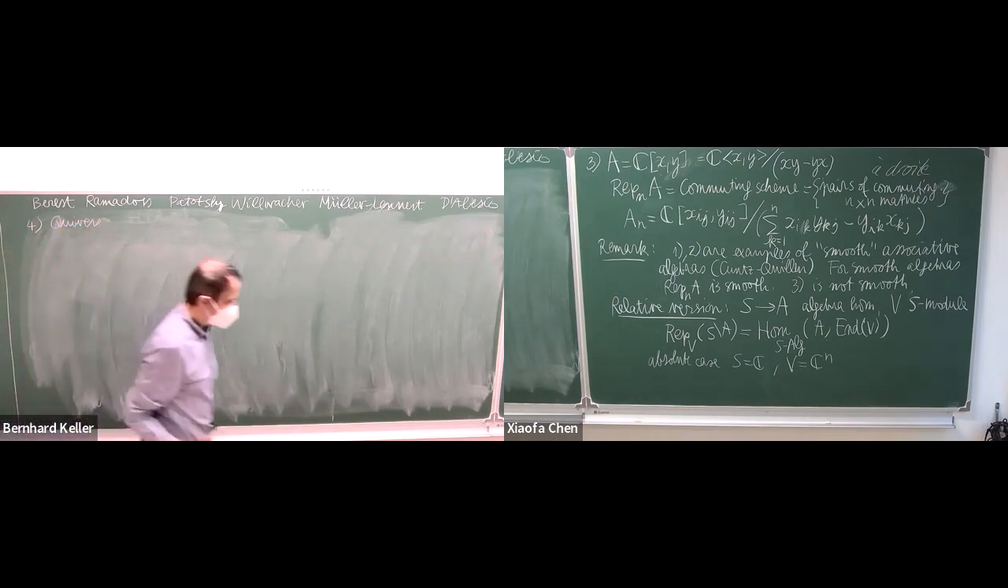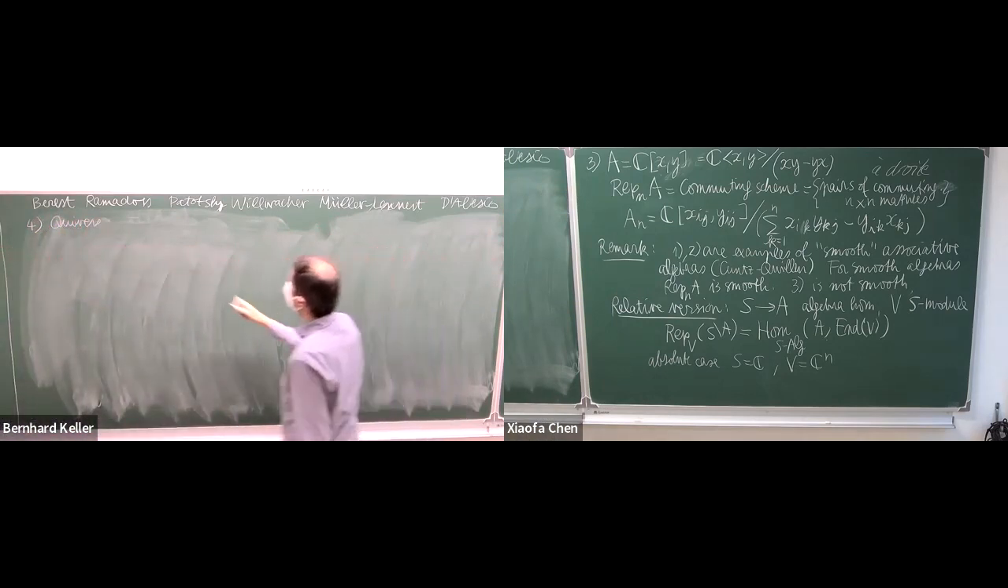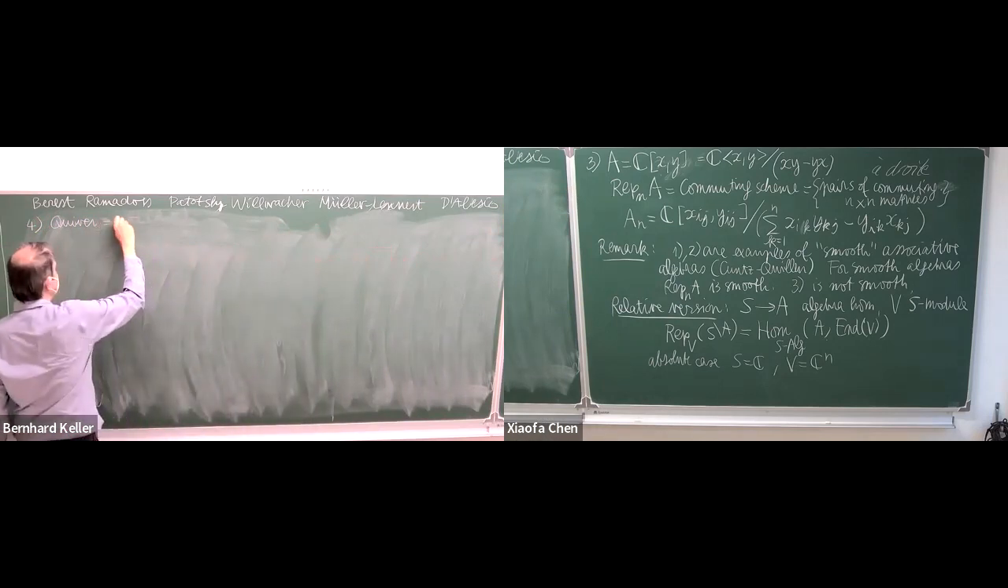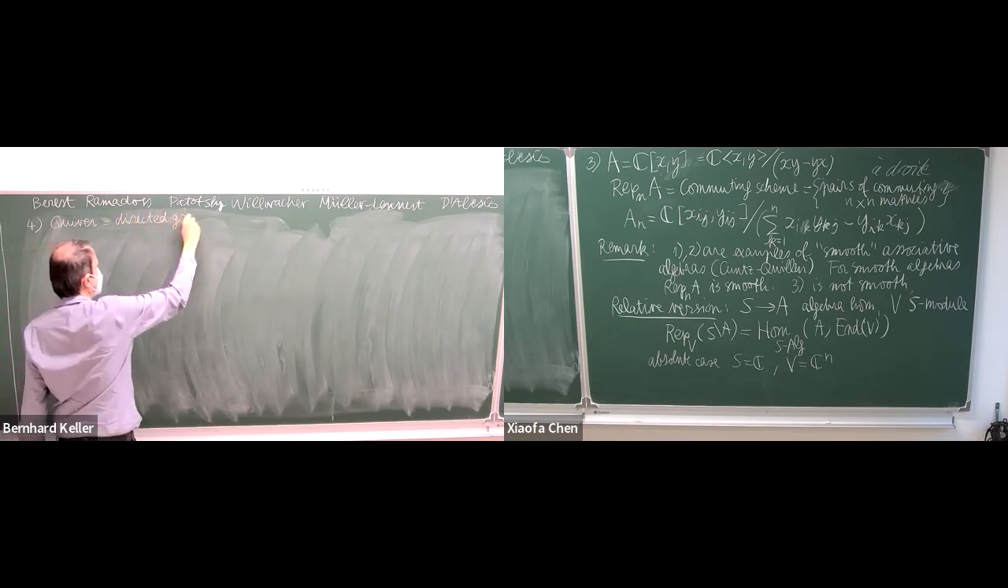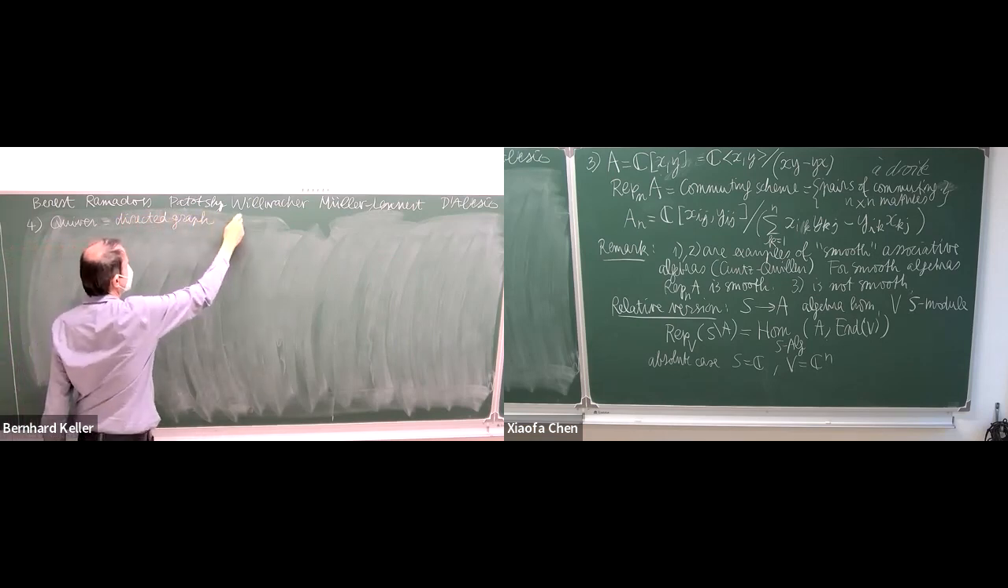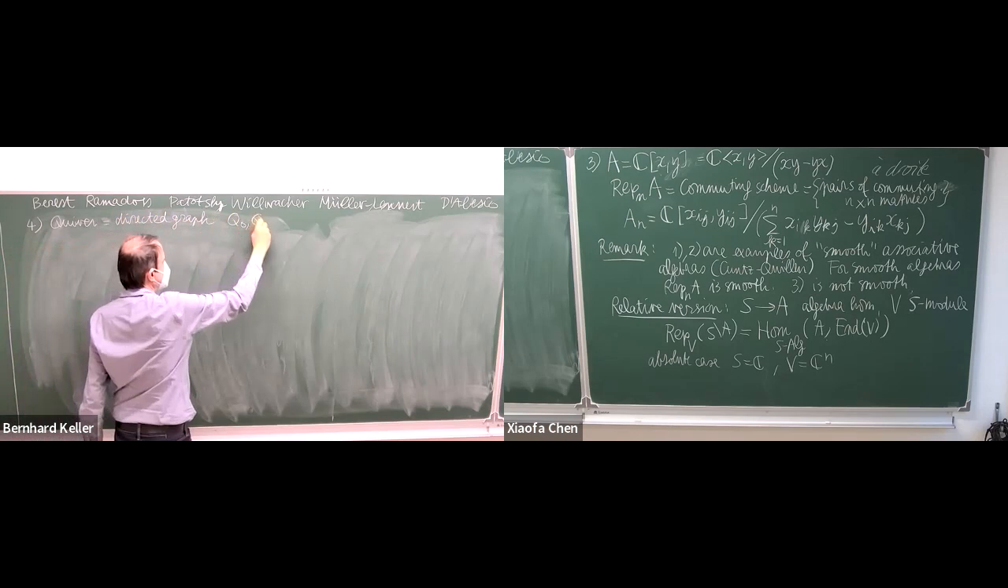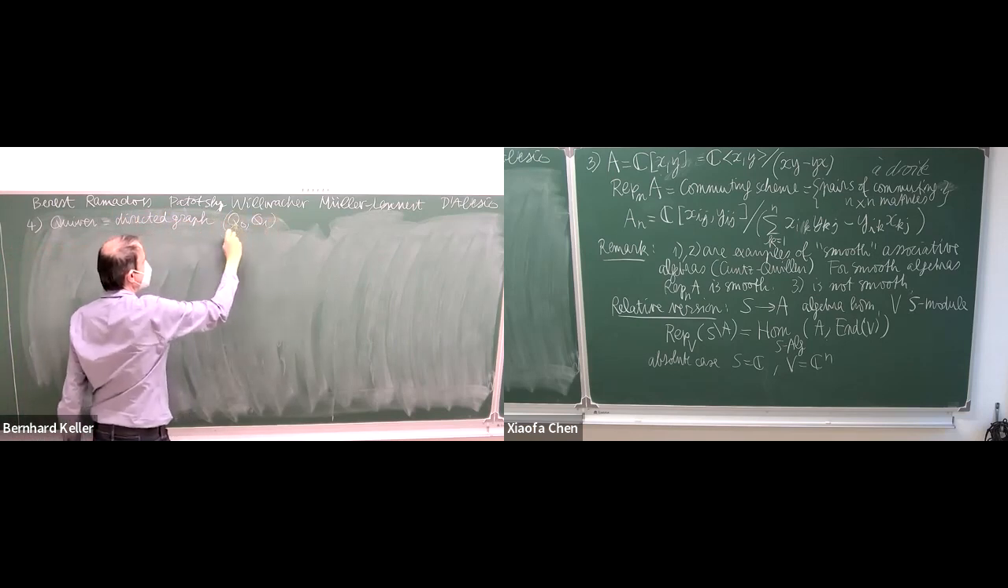Right. So now, example 4 is a quiver. So suppose you have a quiver. A quiver is a directed graph. We have Q0, the vertices, and Q1, the edges.